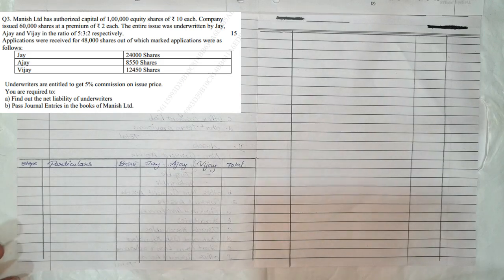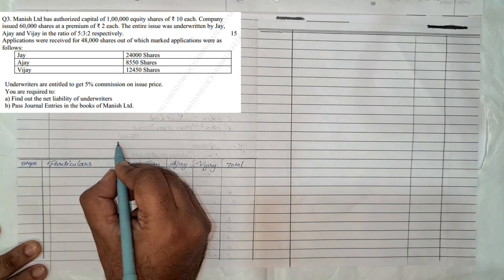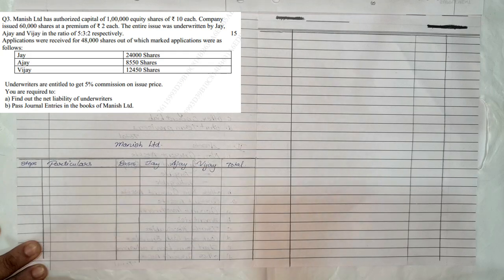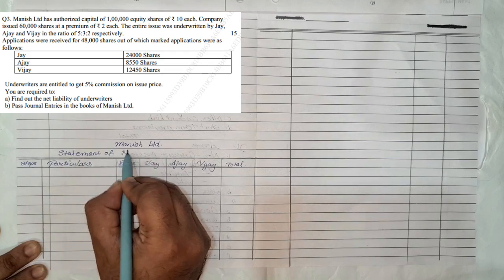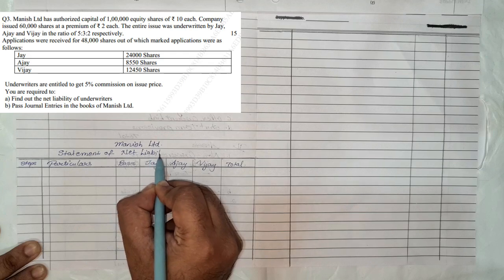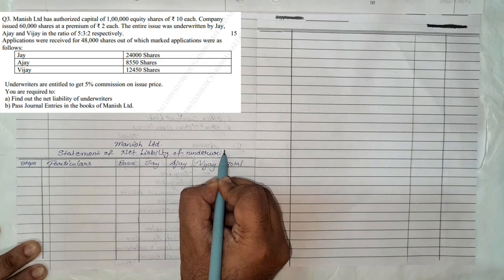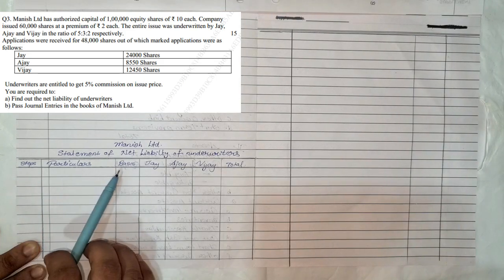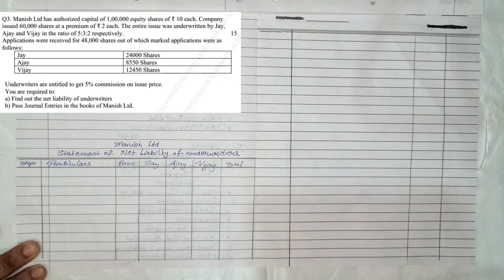Okay, so first step, we need to find the net liability of underwriters. First step will always be, this is in the books of Manish Limited. So this is for Manish Limited, statement of net liabilities of underwriters. The columns will be steps, particulars, basis, then the three underwriters, that is Jay, Ajay and Vijay, and then the total. Now this is a very crucial part.